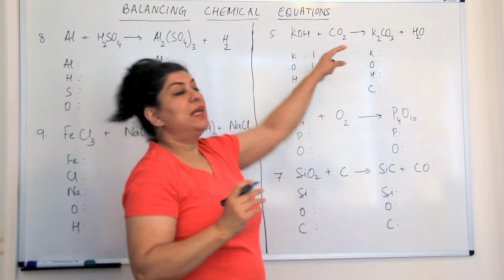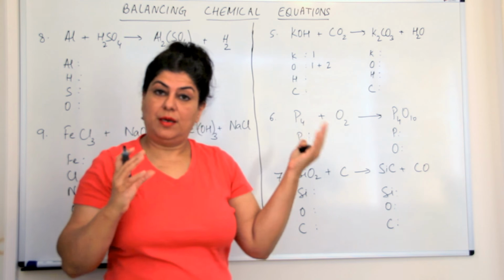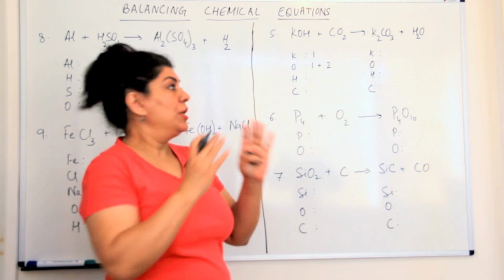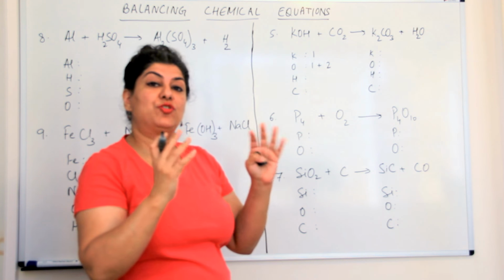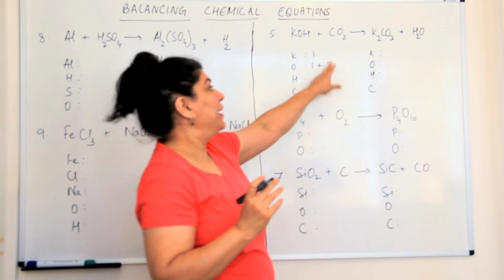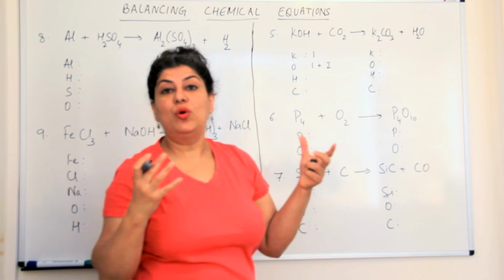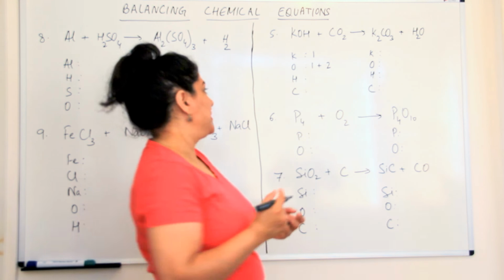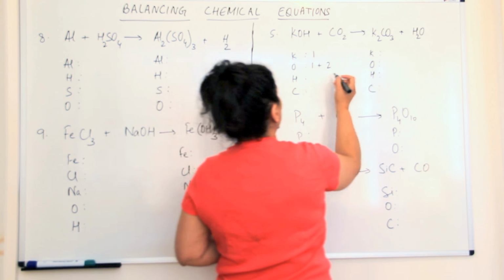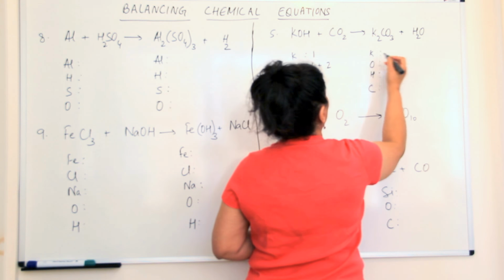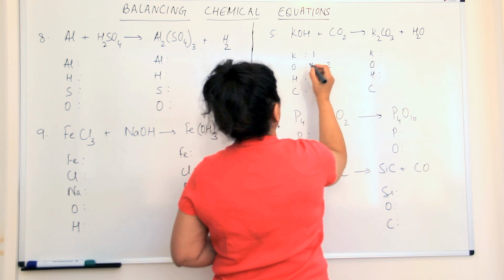You know, when you have the same element in more than one reactant or product, you would like to write them separately so that when you multiply, you're going to multiply only one of these. So you would know how you come to the end result. On this side also, we have oxygen in the two products. So we deal with that later.